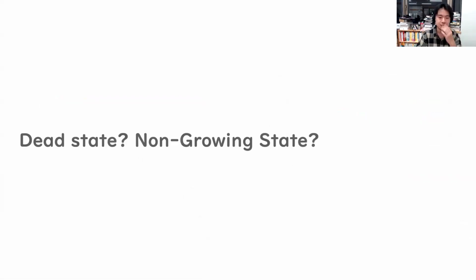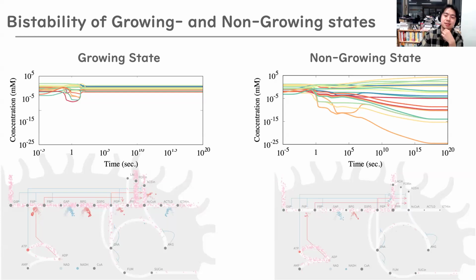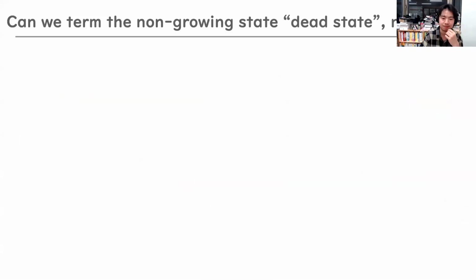So the reason why I'm playing around with this metabolic model is that I expect I can learn something about this. I want to think about whether it is reasonable to term this non-growing state as the dead state, because, I mean, it's presumably dead. I don't know. So then the question is this: can we naively term the non-growing state a dead state because it is not growing?